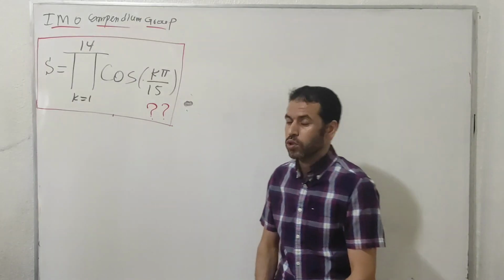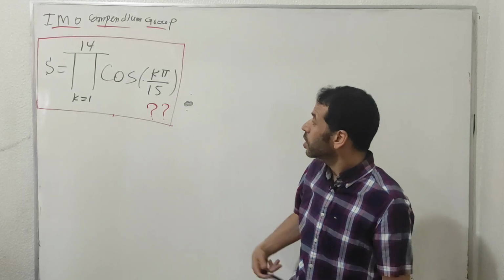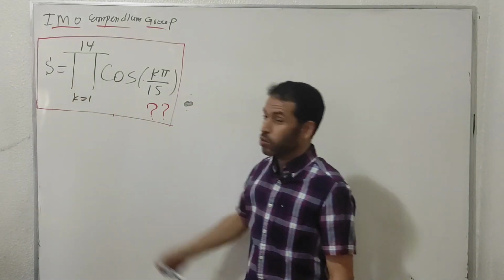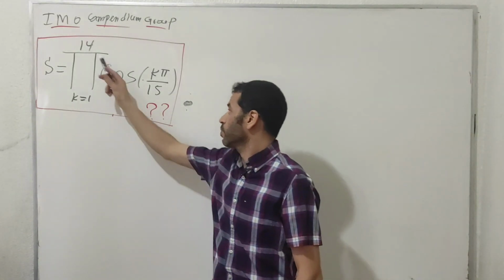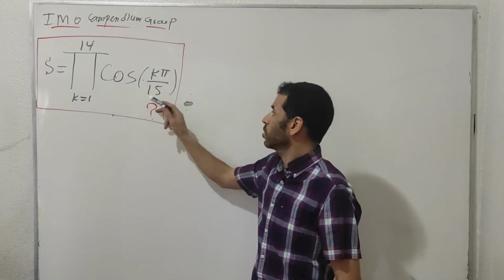Today's video I would like to introduce a very nice problem from the International Mathematical Olympiad Compendium. Here is the setup. Our goal is to calculate the value of this product, as k goes from 1 to 14, of cosine k pi over 15.